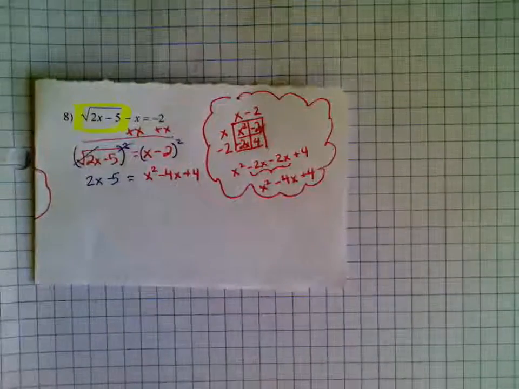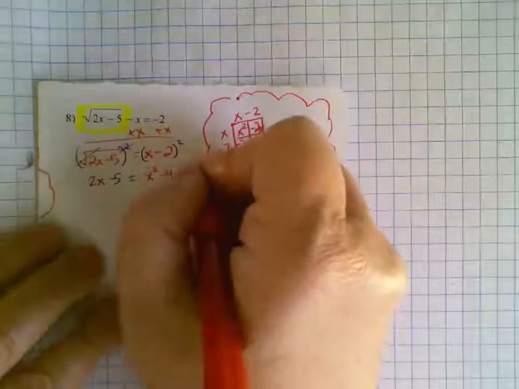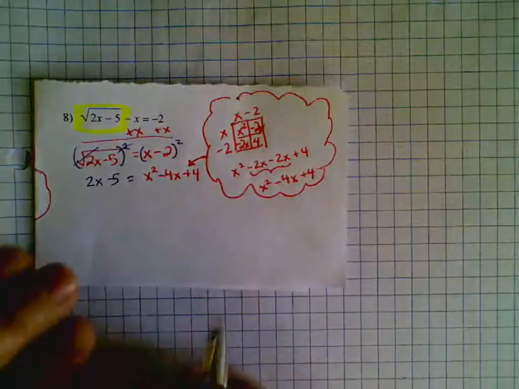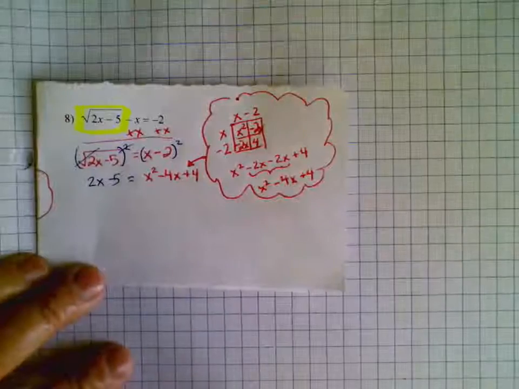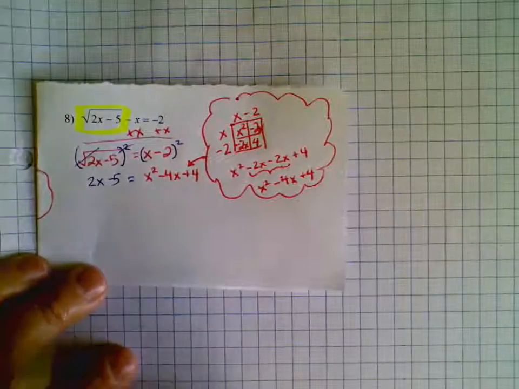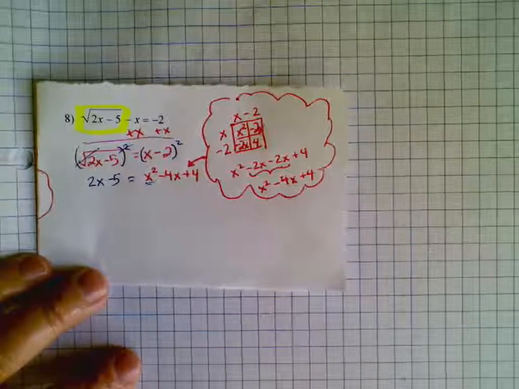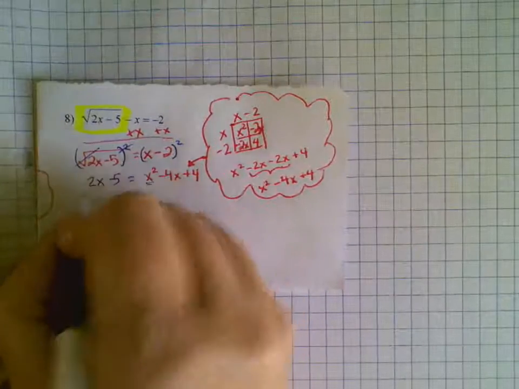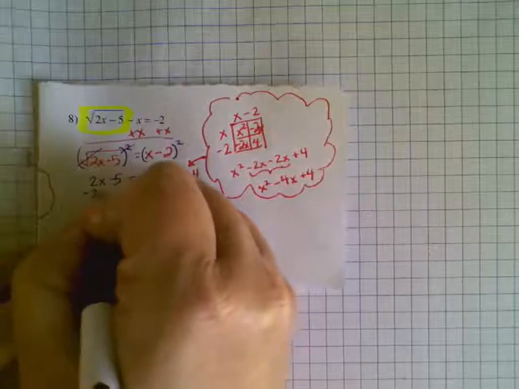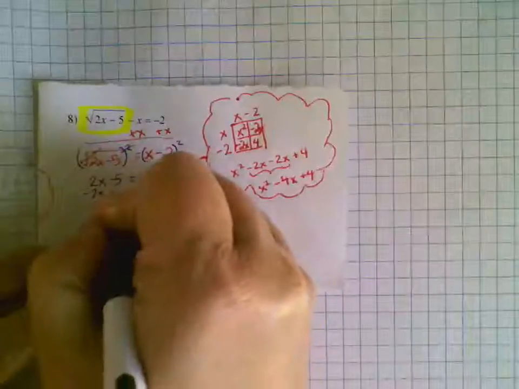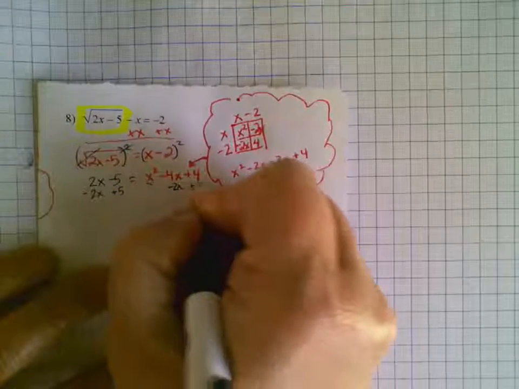Okay, so I have my quadratic equation. I had to do all this side work to get this side of the equation. Now I have a quadratic. With a quadratic, I always want to get it set equal to 0. So I'm going to look for where my quadratic is, and I'm going to move things towards that. So I want to move the 2x over, so subtract 2x from both sides. Now I want to move the negative 5 over, so I'm going to add 5 to both sides.